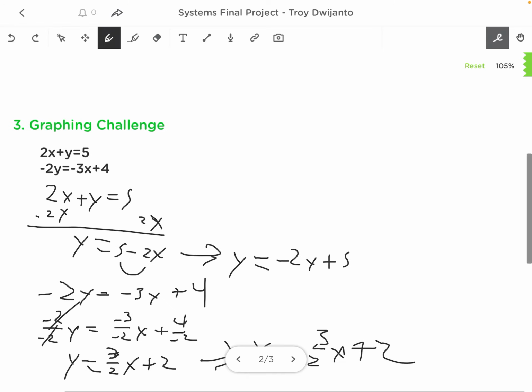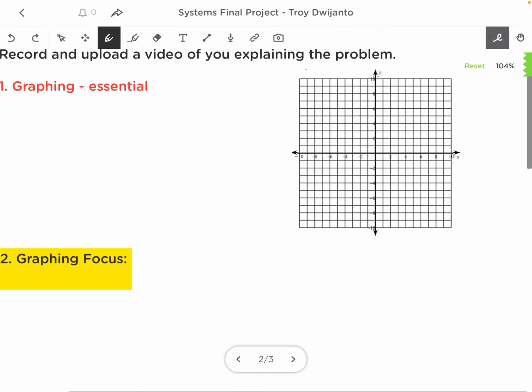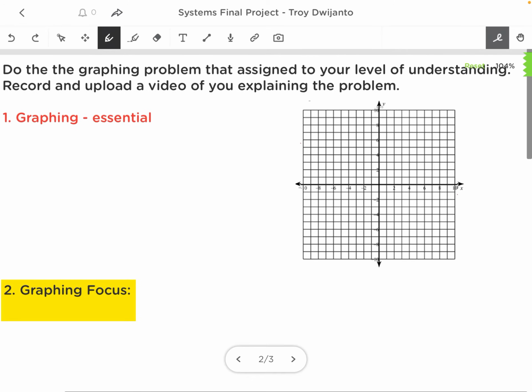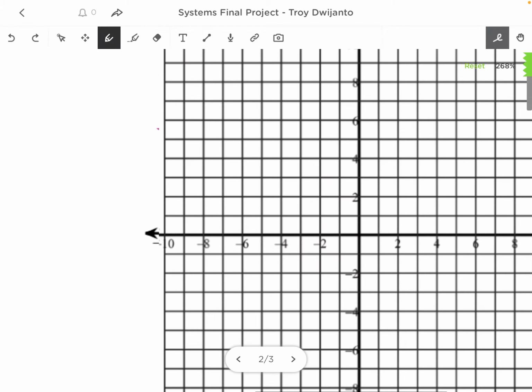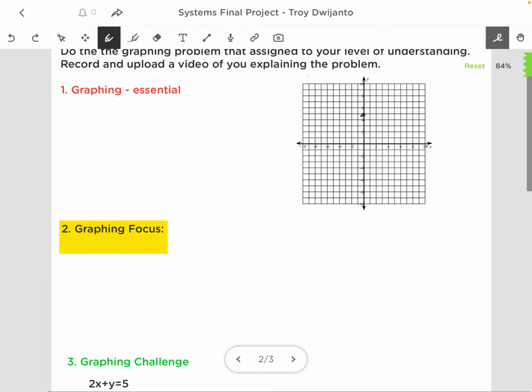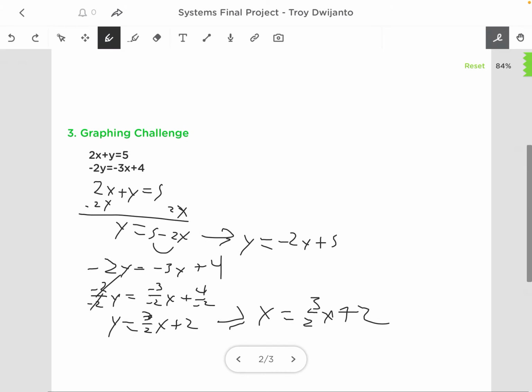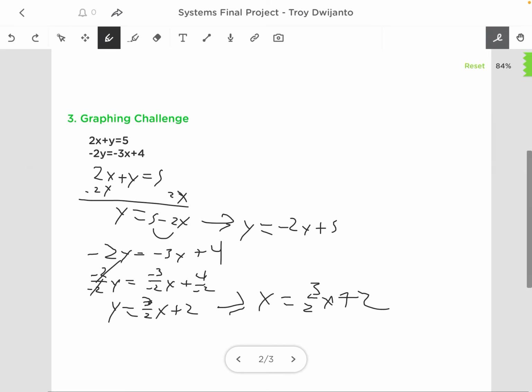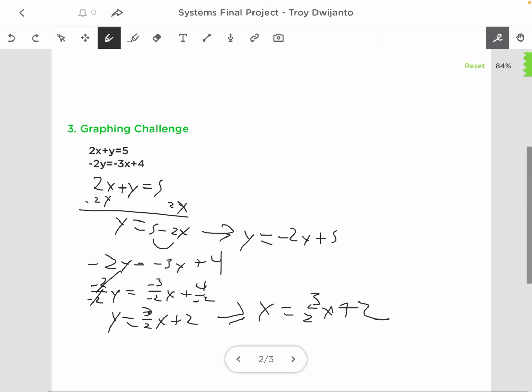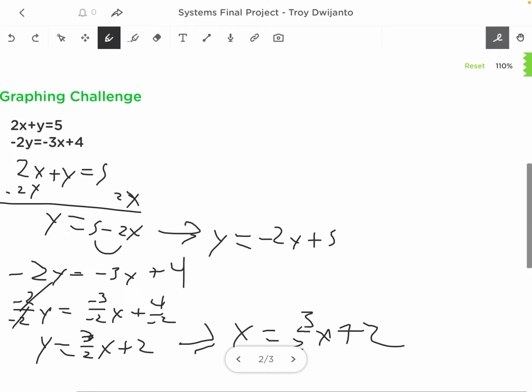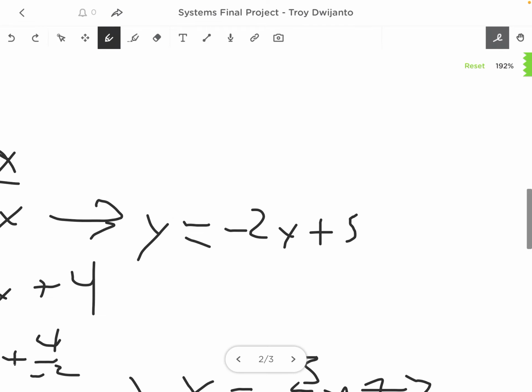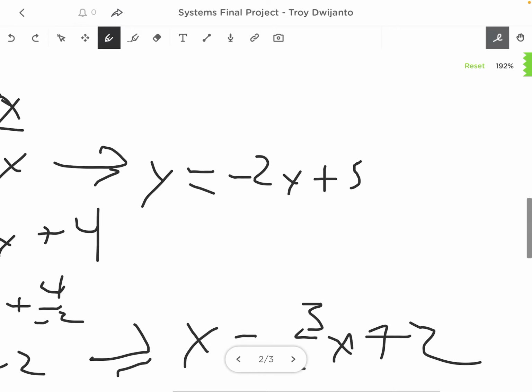For the first equation, the y-intercept is 5. We put it here, where x equals 0. That's 5. Very nice. And then we can go down. The slope is negative 2. You have to convert that to a fraction: negative 2 equals negative 2 over 1.